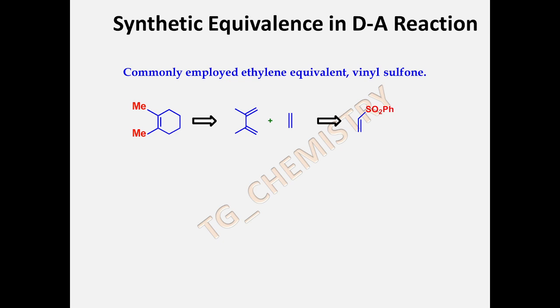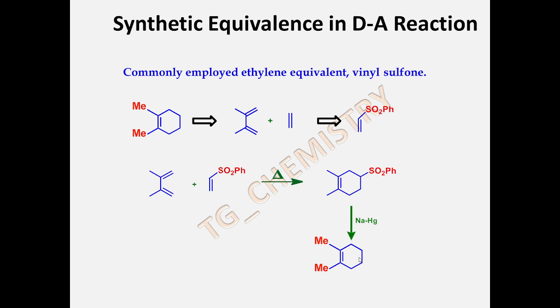There are other examples as well, as I can show over here. The commonly employed ethylene equivalent in most cases can be the vinyl sulfone. Here you can see this is the vinyl sulfone. So this can be used as the masking agent for the ethylene equivalent. For example, here you can have the diene system, and you take the vinyl sulfone, you will have the SO2Ph group over here, which can be reduced in presence of sodium amalgam, and eventually end up with a substituted cyclohexene compound.